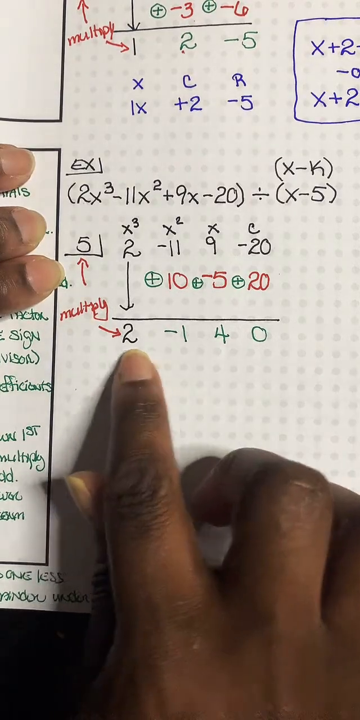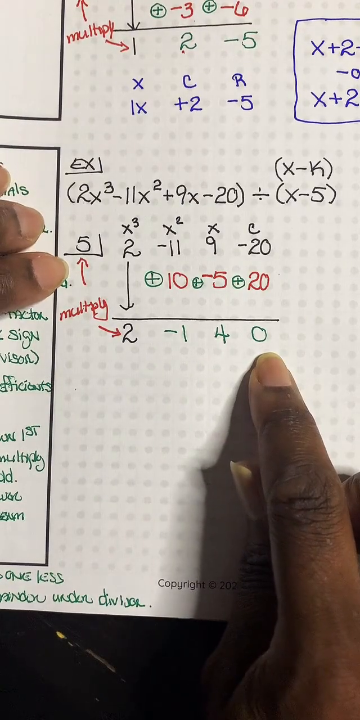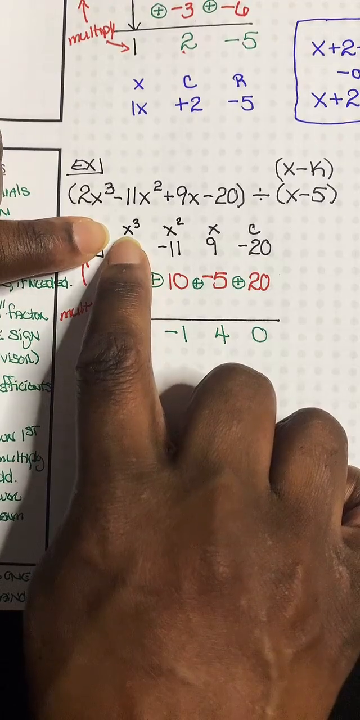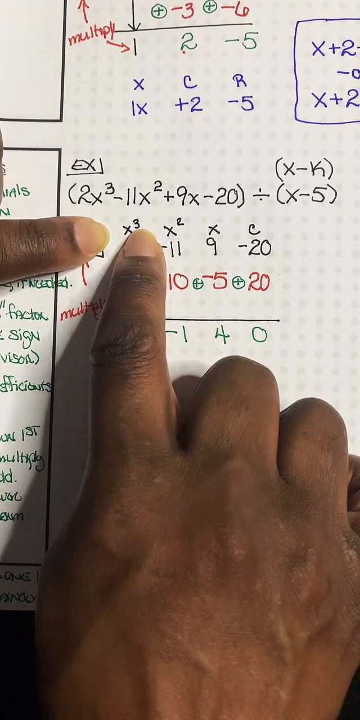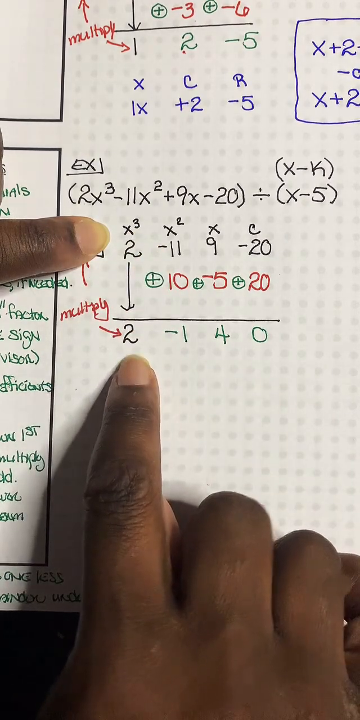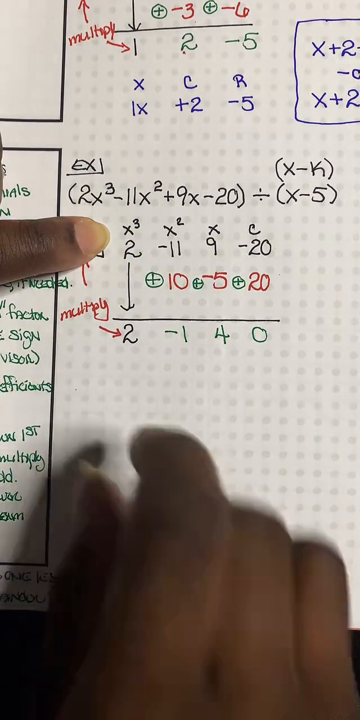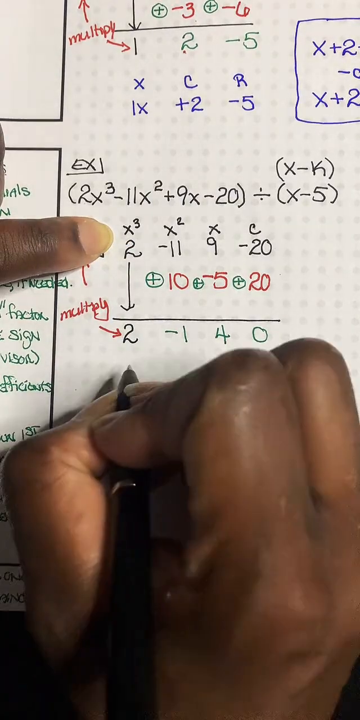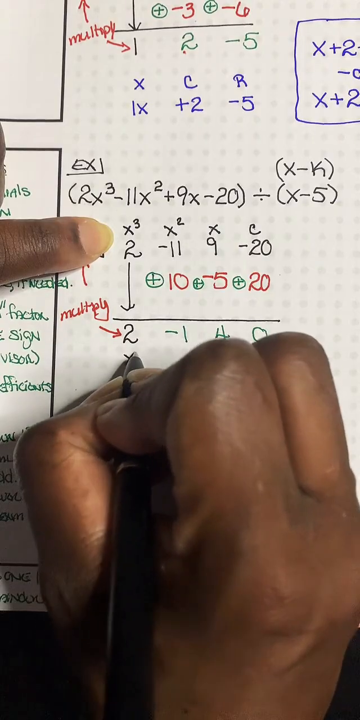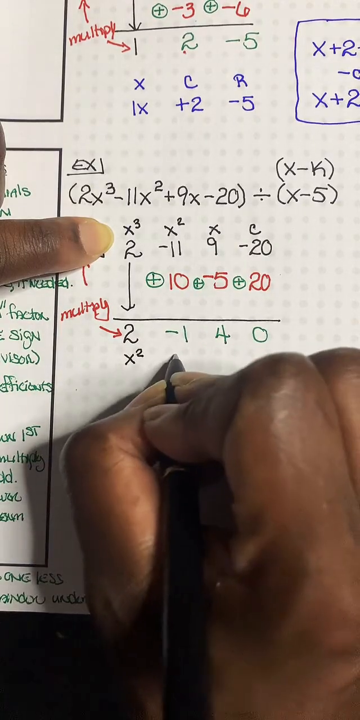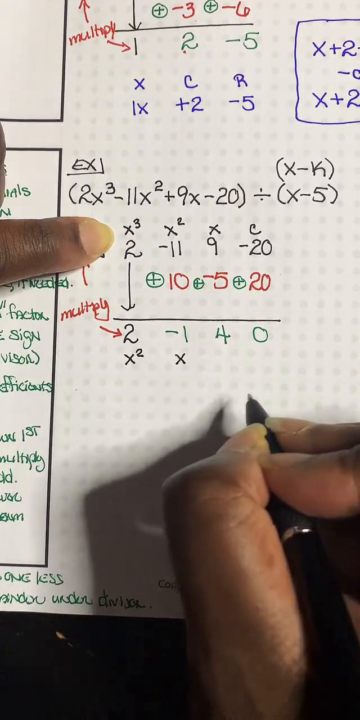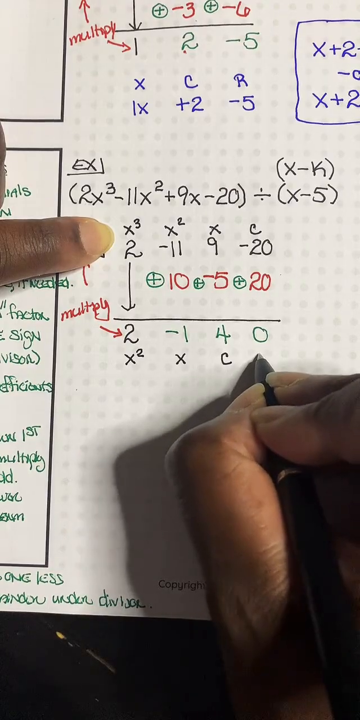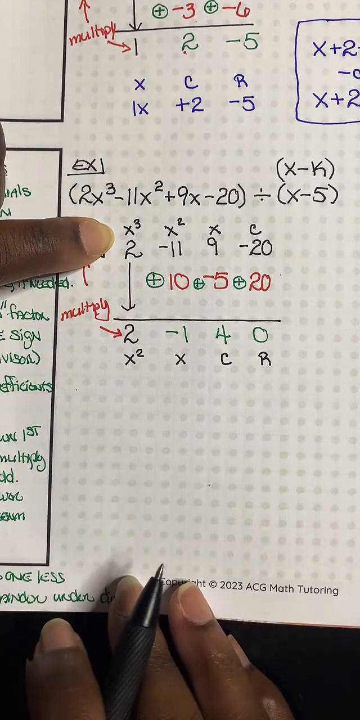Now, you basically have your answer. But this is what's going to happen. Remember when we first started, we had x to the third power. But when you go to your answer, you already used one of your degrees. So we're dealing with one less. So this is representing your x squared. This will represent your x to the first power. This is going to represent your constant. And this would represent your remainder.